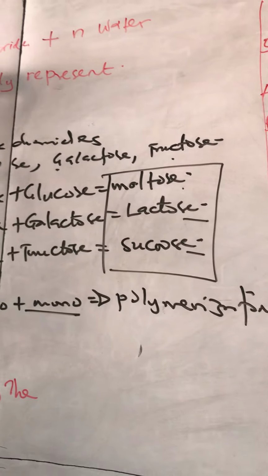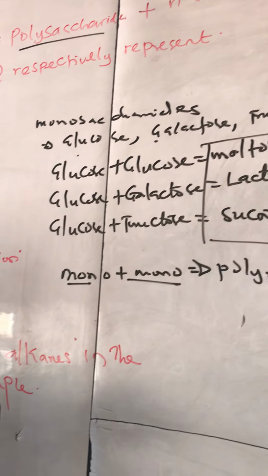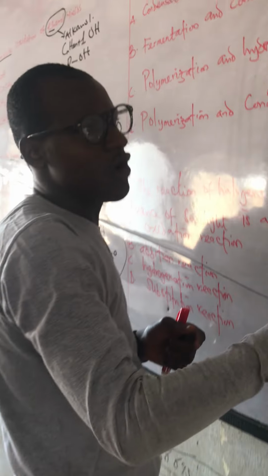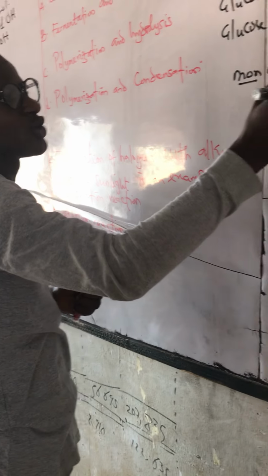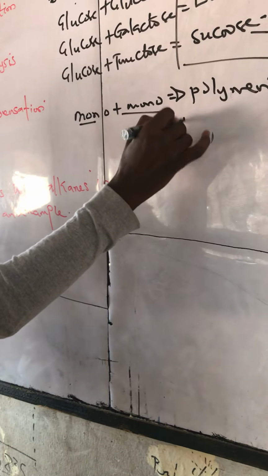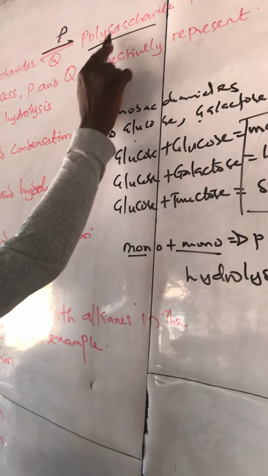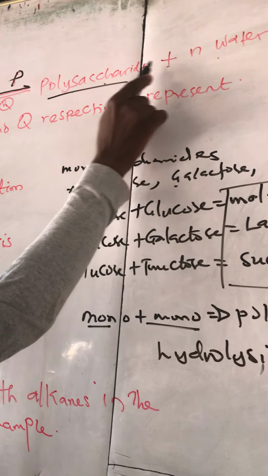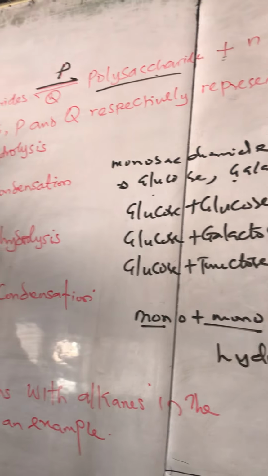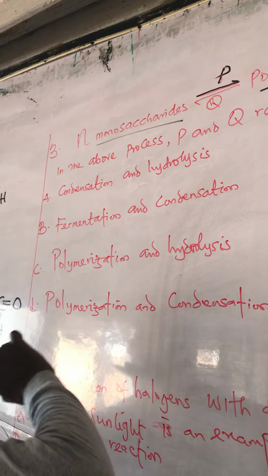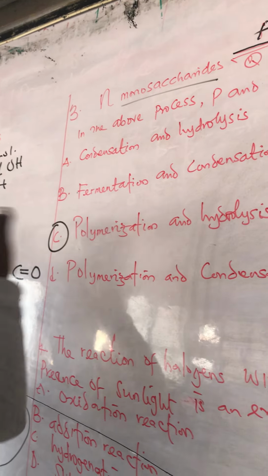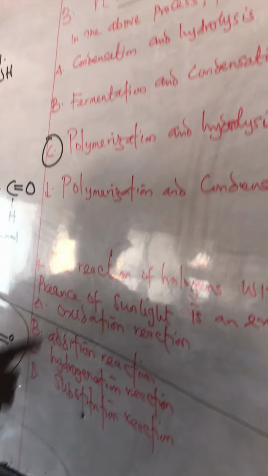But when a polysaccharide is broken down with the addition of water, that is what we call hydrolysis. That's why we have the polysaccharide plus water. When polysaccharide is added together with water, it's going to give me back my monosaccharide. So option C is our best answer.